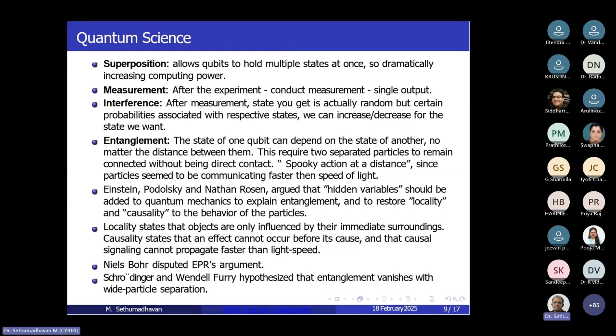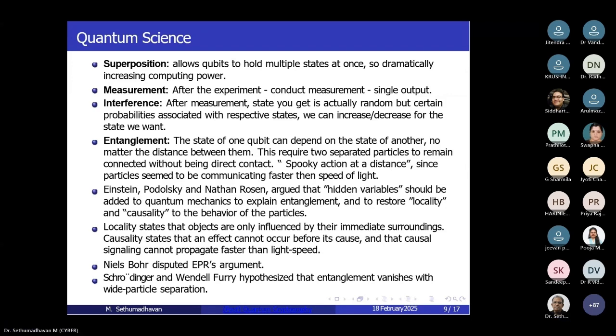Okay, so what is quantum science? I will come back to this slide again and again. You have to understand concepts like superposition and measurement, interference, and entanglement. These words you should understand very clearly. What is superposition? It allows qubits to hold multiple states at once, dramatically increasing the computing power. So quantum mechanics is using this. A qubit will have multiple states at once. So multiple states will definitely increase the computing power.